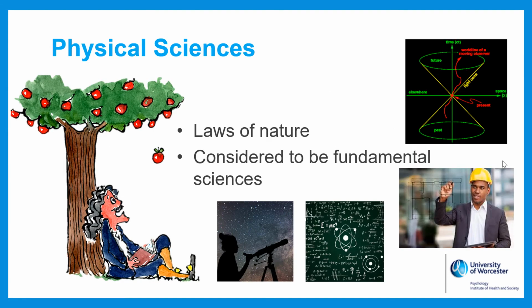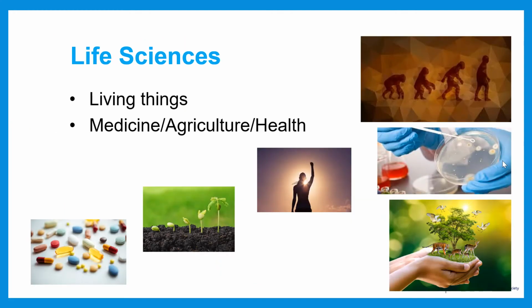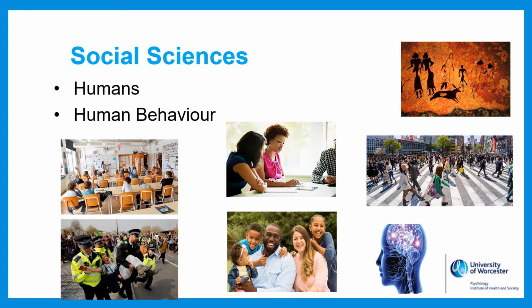Okay, so moving on to physical sciences. This could be things such as biology, chemistry and physics. You're looking at laws of nature, and this is considered to be fundamental sciences. So as I say, you could be looking at biological factors, looking at mathematics, looking at chemistry, looking at physics. Life sciences are looking at living things, so it could be looking at medicine, it could be looking at a person's health and investigating agriculture. And then your social sciences. So it could be looking at humans and human behaviour, and this is more often than not where psychology falls under.